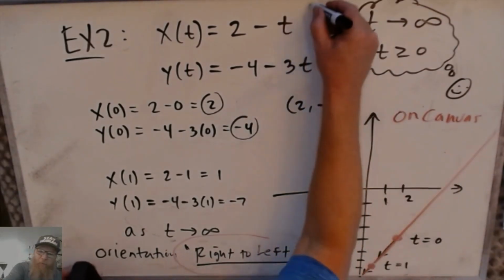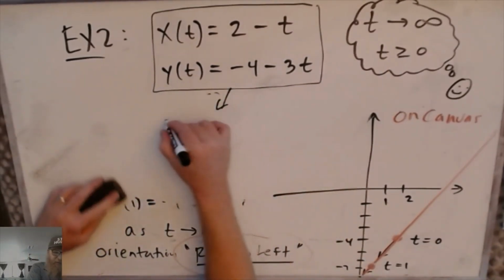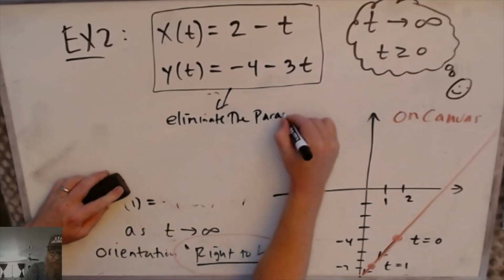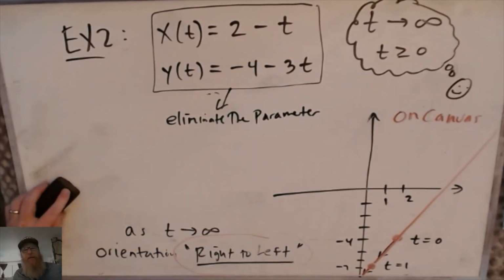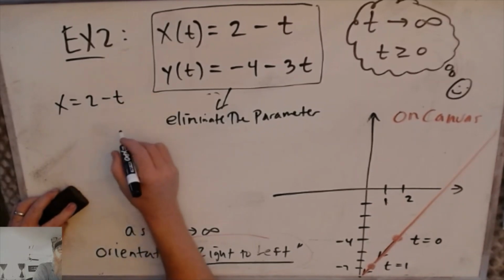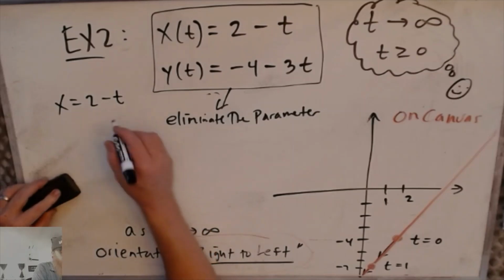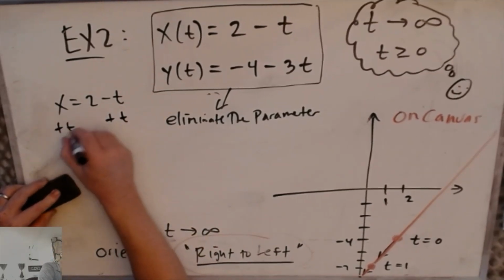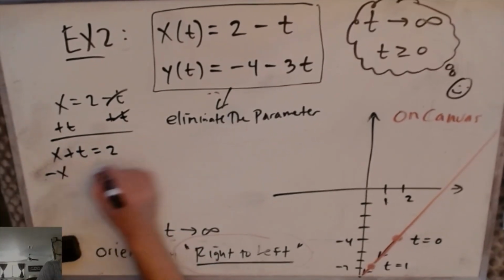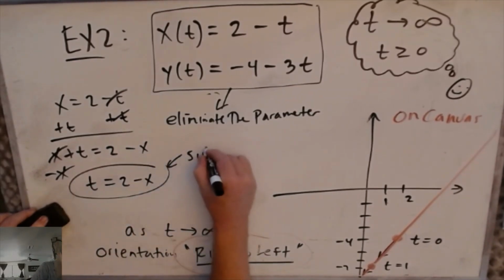And again, if you want to rewrite this to eliminate the parameter, if you're asked to eliminate the parameter, you're just going to use substitution. So you're going to go x equals 2 minus t. Let's go ahead and, how should we do this? Let's do plus t, and then minus x. So there's your sub.